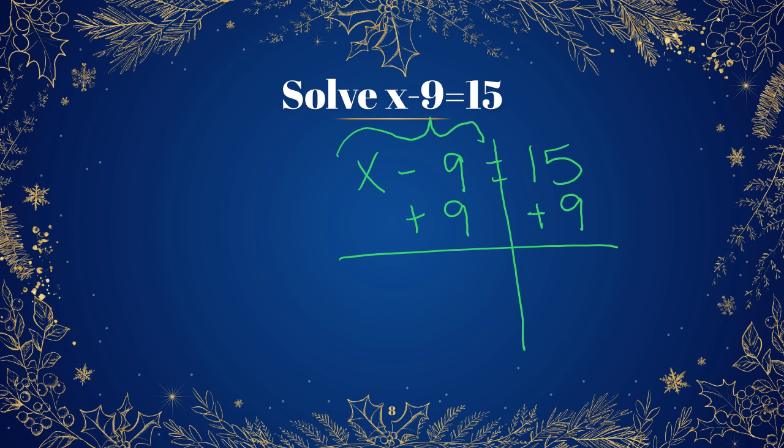Well, a -9 and a +9 cancel each other out. So on this side, all I'm left with is x. And I have x, I bring down my equal sign. And what is 15 plus 9? 15 plus 9 is 24. So now if I plug that back in, does 24 minus 9 equal 15? Yes, it does. So that's how I can check myself.